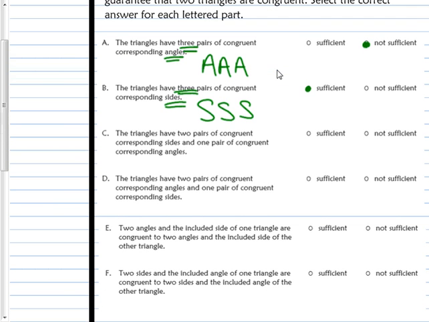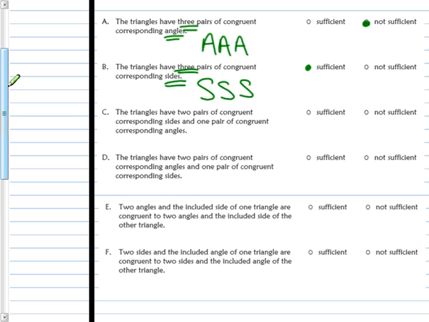Letter C, the triangles have two pairs of congruent corresponding sides and one pair of congruent corresponding angles. So two pairs of sides, one pair of angles. So I'm going to write out all of the ways that this could be shown. Two pairs of congruent sides, side, side, and then angle, or put the angle first and then side, side. Obviously, that's a bad word, and we'll never use a bad word to describe something in geometry, so that should tell you right away that's not an appropriate theorem. Or we could take the two sides and split it up, put the angle in the middle.